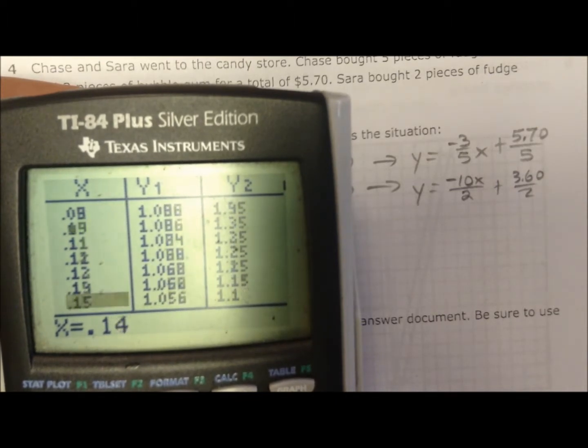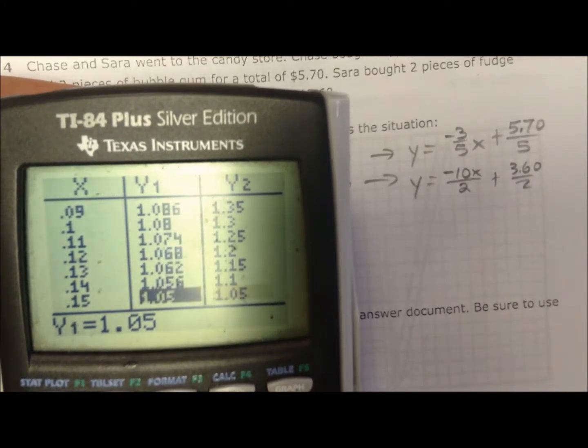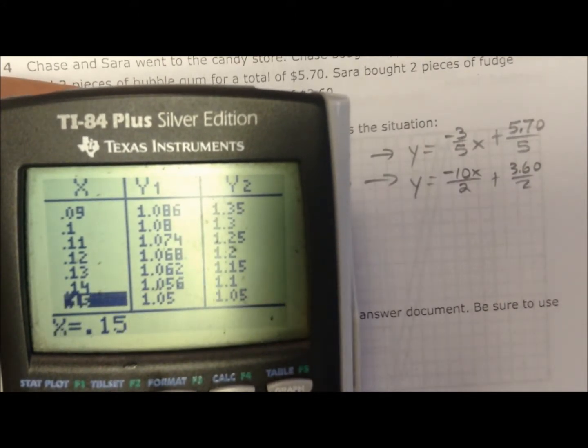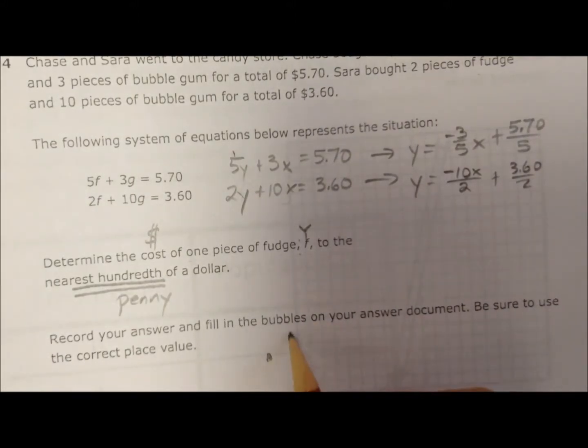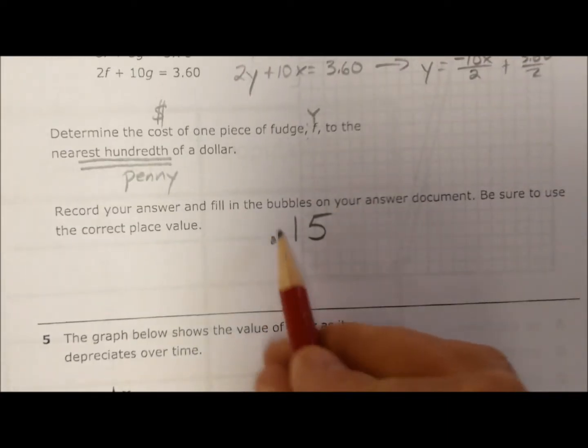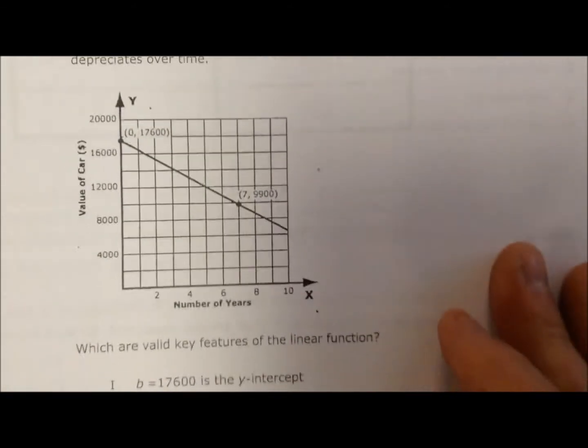So as we scroll down right here, oh Shazam, look what we have. We have the same number in both equations, and that, in terms of money, is 15 cents. The correct answer here is 0.15. So on your grid, you should have bubbled in a decimal point and then a 1 and a 5.